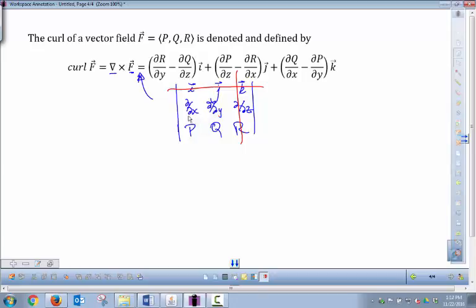So I know that's not easy to memorize, but if you remember doing your cross product and how to do your cross product, that's how you would get the curl of something.